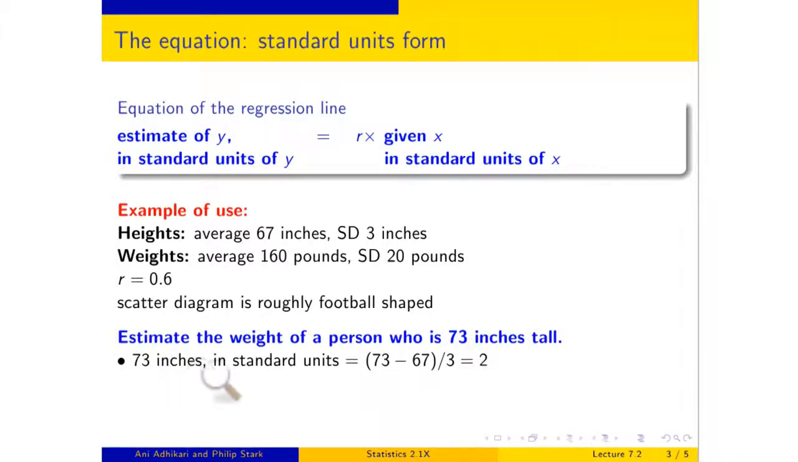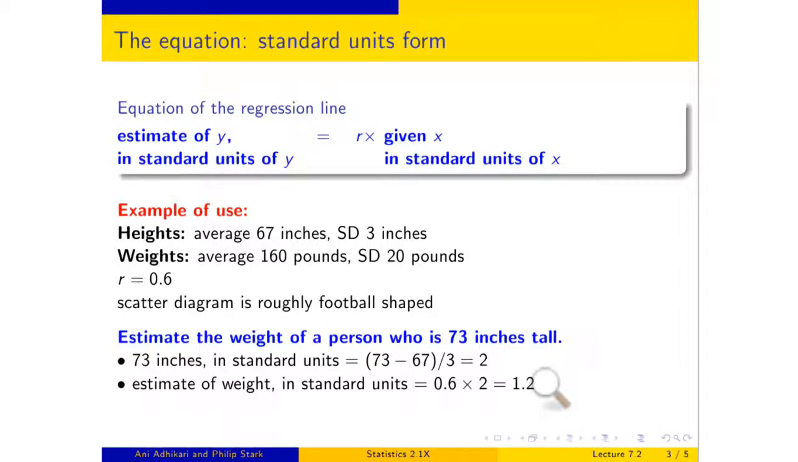So take your 73 inches, convert to standard units, which you know how to do. 73, take away the mean, divide by the SD. 73 is 6 inches away from average, which is 2 standard units. Right? Now multiply that by r. You have 1.2 and you're done. That is your estimate, the 1.2, with the slight problem that it happens to be in standard units. You don't want standard units, you want pounds.